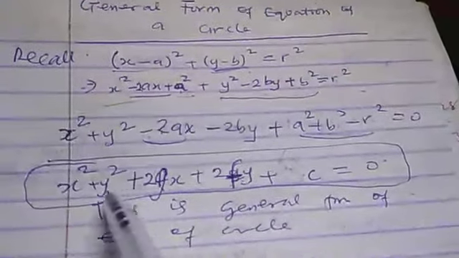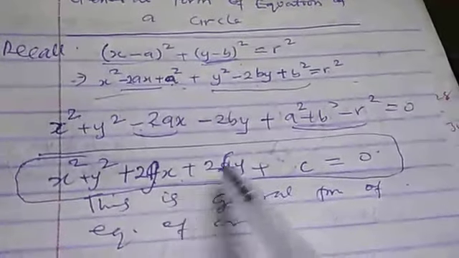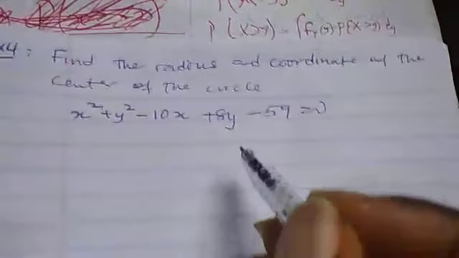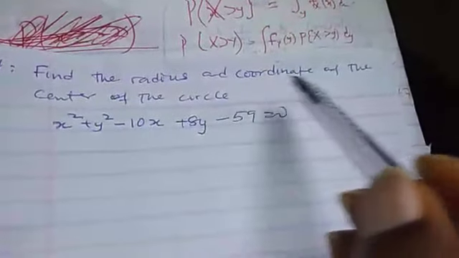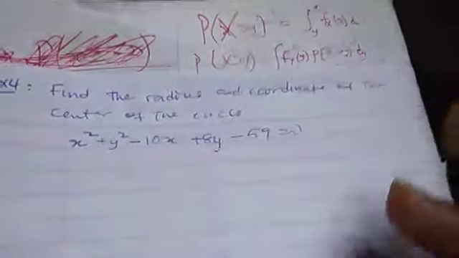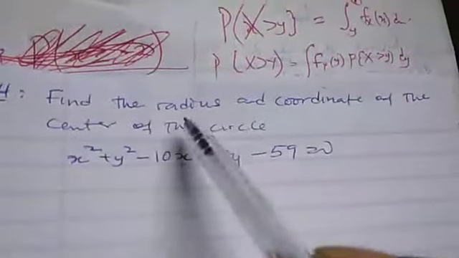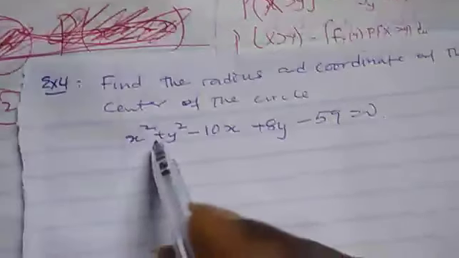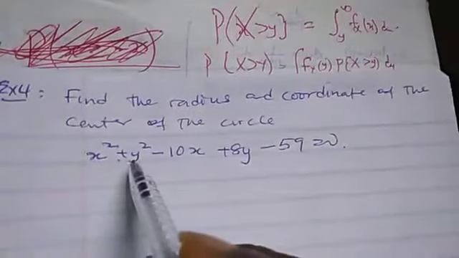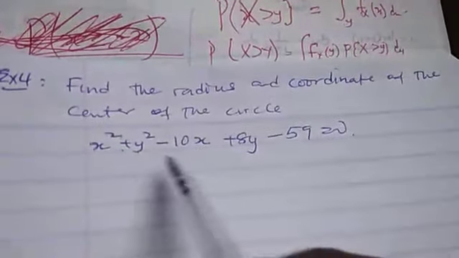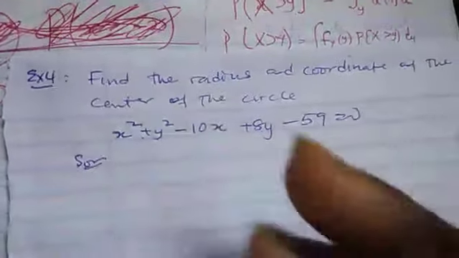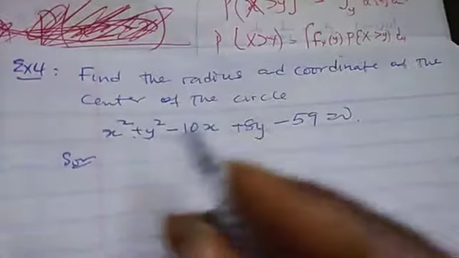The general equation of a circle is x squared plus y squared plus 2gx plus 2fy plus c equals 0. So let's take an example, Example 4. We want to find the radius and the coordinates of the center of this circle. Before, we had been given the radius and center to find the equation of a circle. Now we have been given the equation of a circle, and we want to find the radius and center from it. So it's just like we are moving back. That is one of the applications of the general form of a circle.